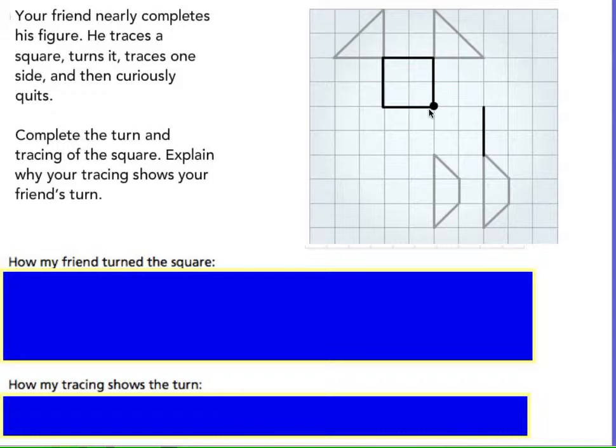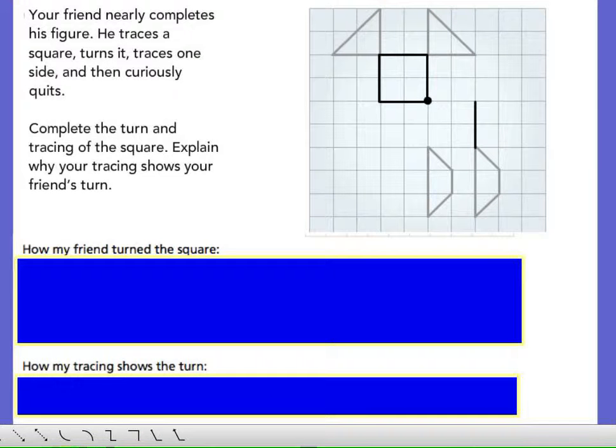As you can see here, this point here is the point of rotation. That's the point that does not move. Everything else rotates. So, to complete this square, we will rotate it twice, once here in this area, then turn it again to fit in this area.